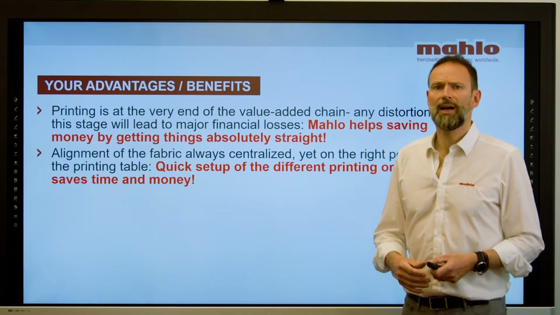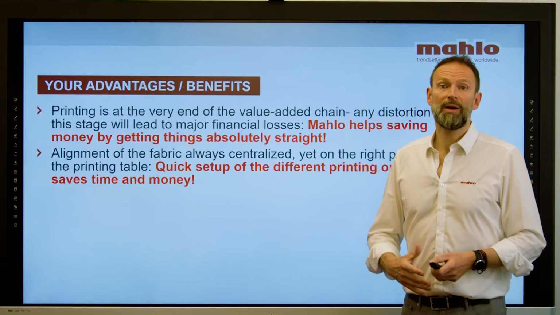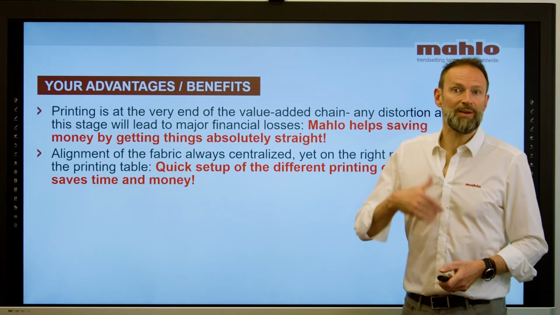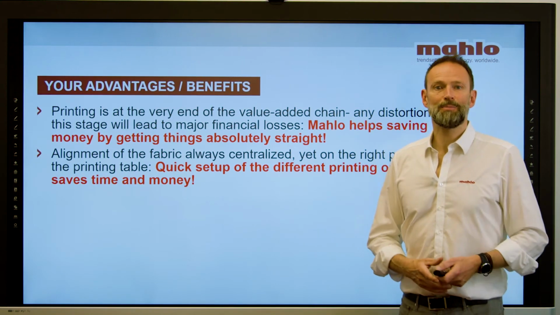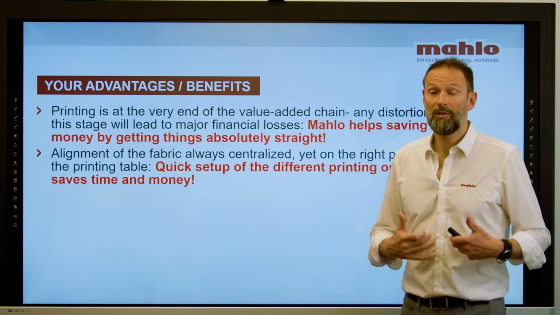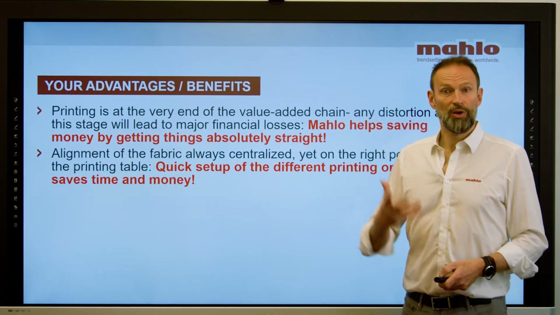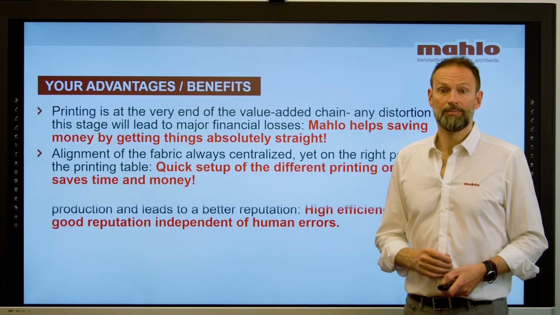On top of that, the alignment of the fabric is always at the right position. You don't need to care about that. You don't need to prepare anything for the alignment of the fabric. That will help you also saving a lot of time. Time is money, and therefore you will also have a very good impact on the entire process due to the right alignment of the fabric.